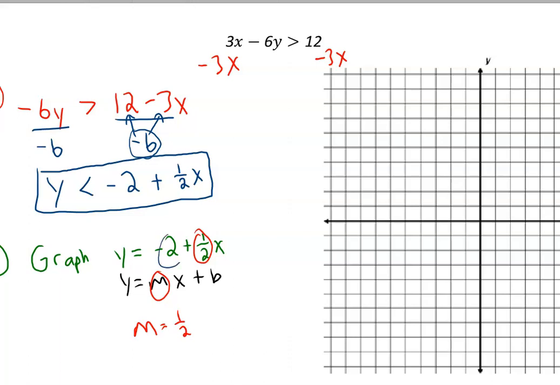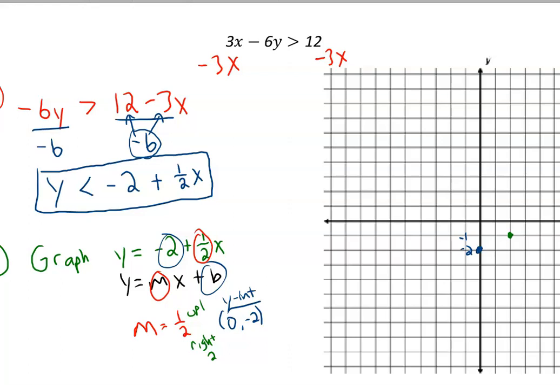I'll use a different color here. B is equal to negative 2, which means we're going to start at the point 0, comma, negative 2. Negative 2 is my y-intercept, right? So I'm going to start at 0, comma, negative 2, right here. The slope tells me to go up 1 and to the right 2 from there. I end up right here. And then I'm going to draw a line connecting those 2 points.